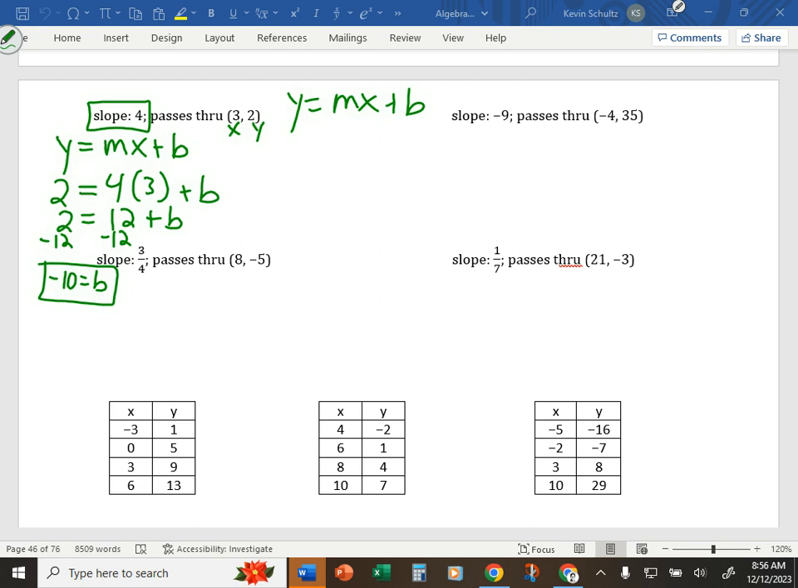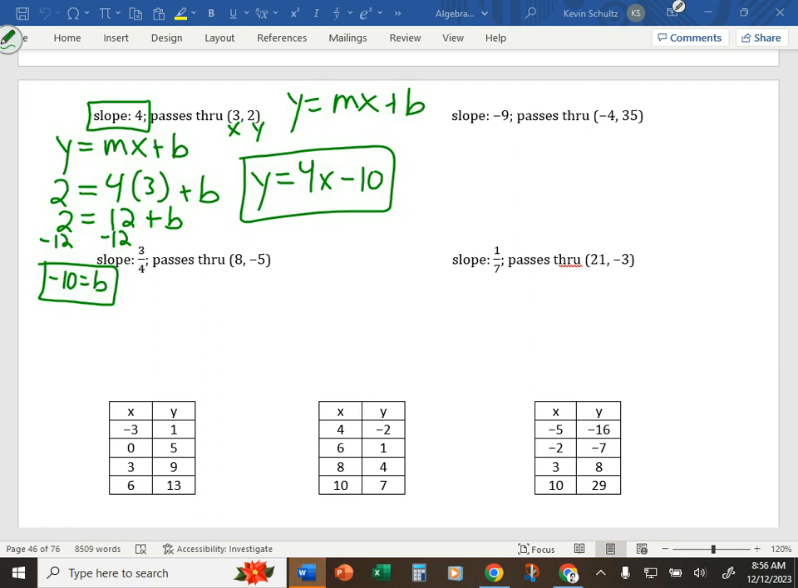Evan? 2. Nope. Remember, this is that common mistake. Write it generally. Y equals 4x plus negative, or minus negative 10. Nope, just minus 10. Okay? Because if b is negative 10, that negative sign is also the subtraction symbol. It counts for both. So 4x minus 10.